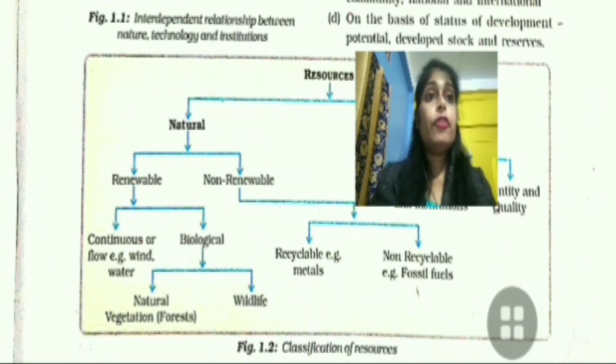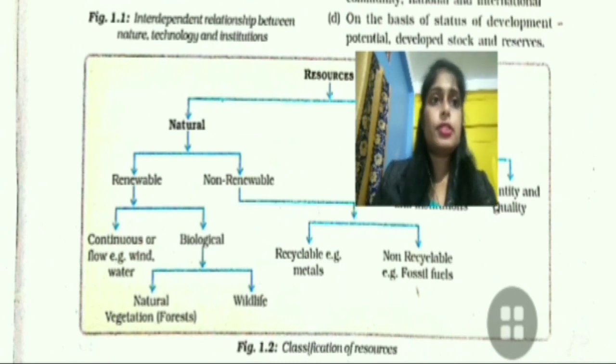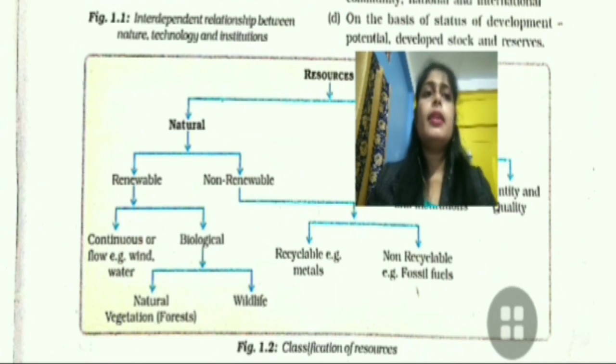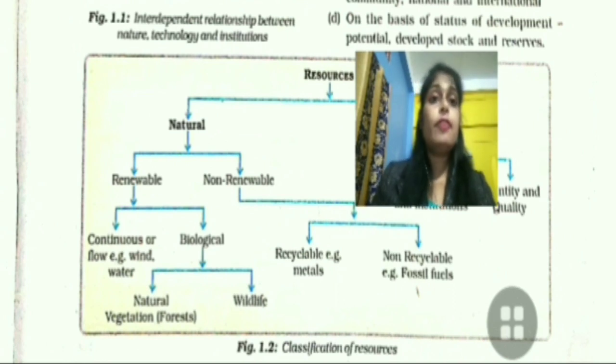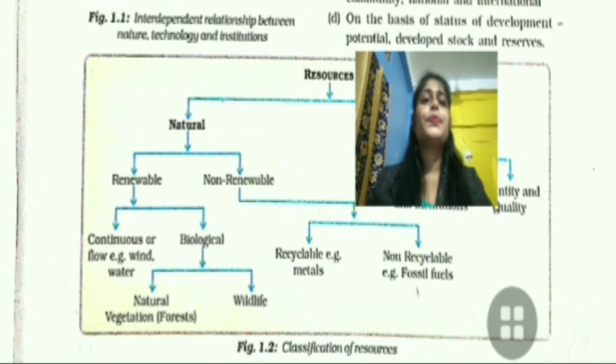On the basis of the renewal process, that is the exhaustible nature, renewable resources are again divided into two types. Continuous resources, for example wind, water, etc. Continuous or flow, wind, water. The second category is biological, that is natural vegetation, forest or wildlife. We can also say flora and fauna.